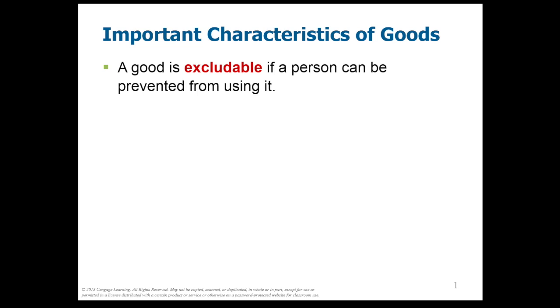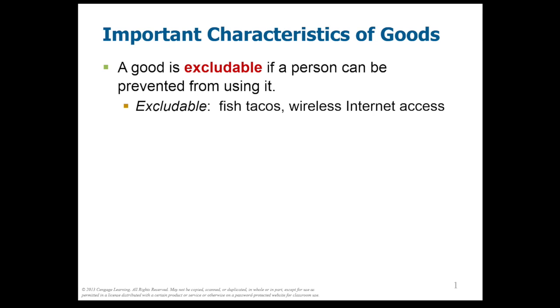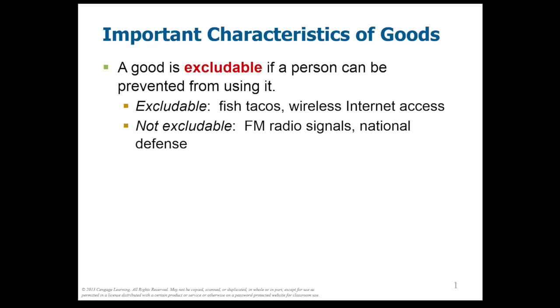Okay, so a good is excludable if a person can be prevented from using it. Excludable things are what you mostly think of as goods, right? Fish tacos, anything that you purchase, wireless internet access, you can put a password on. But something that is not excludable means anyone can use this good. An FM radio signal is a really good example. You can't stop anyone from tuning in.